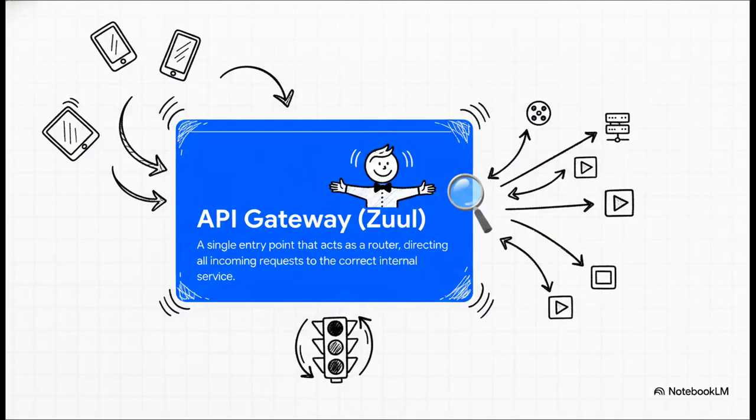So you're probably wondering, how do you manage all these separate parts without it turning into chaos? Well, the first key player is the API gateway, which Netflix built and called Zuul. Just think of it as the ultimate traffic cop. It stands right at the front door, it sees every single request coming in from your phone or your TV, and it instantly knows exactly which microservice needs to handle it and sends it on its way.